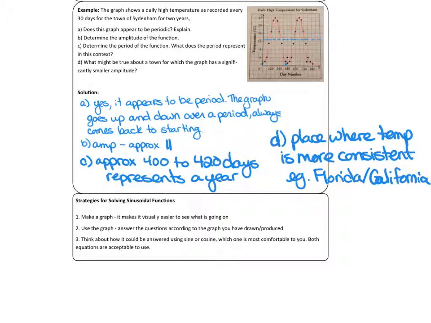I have at the bottom here some strategies for solving sinusoidal functions. So the first thing I say is make a graph if you can. It makes it visually easier to see what is actually going on. Use the graph, answer the questions according to the graph you have drawn or produced, and think about how it could be answered using sine or cosine. Which one is most comfortable for you? Both equations are acceptable to use. If you have to give an equation, I'll accept an answer that has sine in it, and I'll also accept an answer that has cosine in it, as long as you have your phase shifts correct.